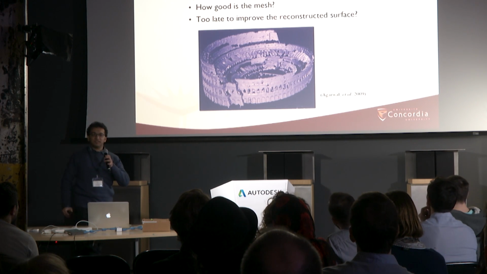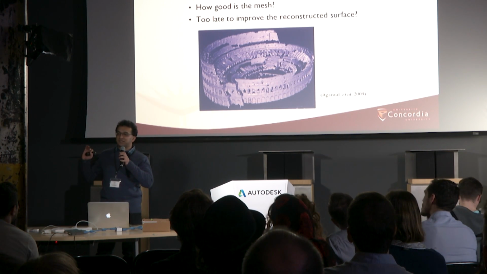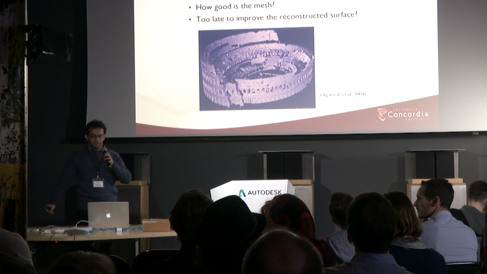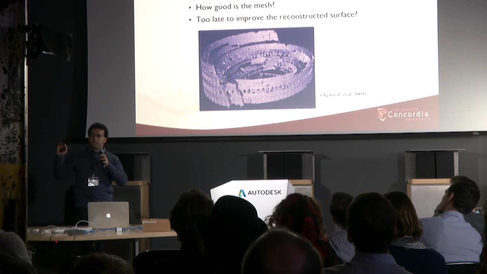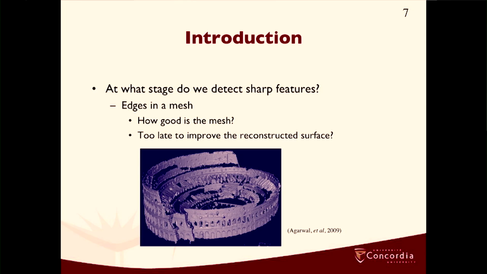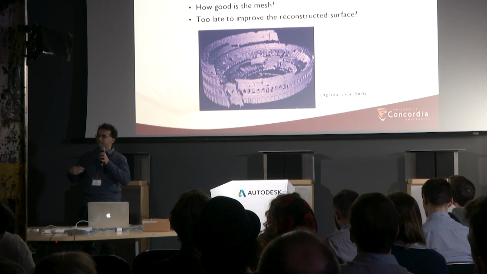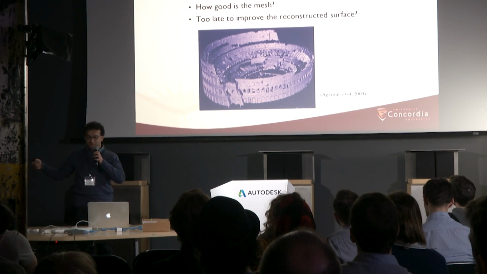So at what stage of the reconstruction process is it a good idea to reconstruct these sharp features? Do we do it when we have a mesh? Well, it depends on how good the mesh is. Of course, if we have a mesh, there's a really easy way to detect sharp edges, which is you just look at the angle of the two faces on either side of the edge, and that's it. Just set a threshold for that.